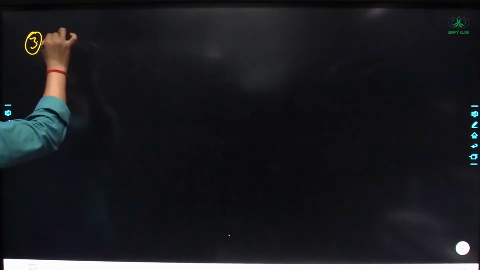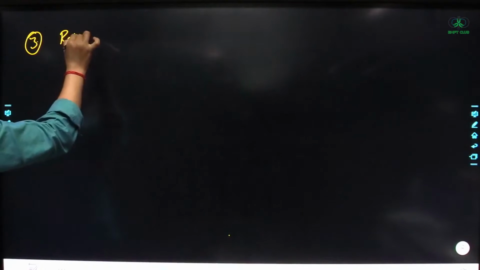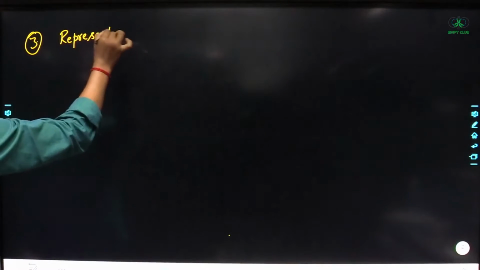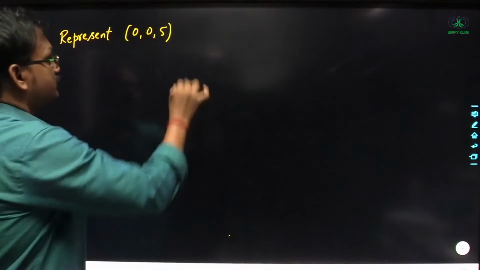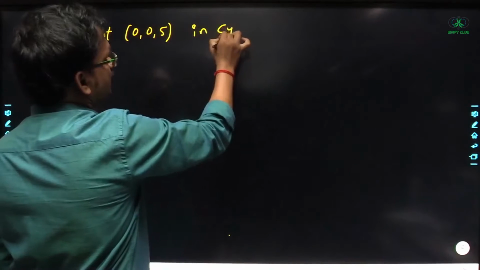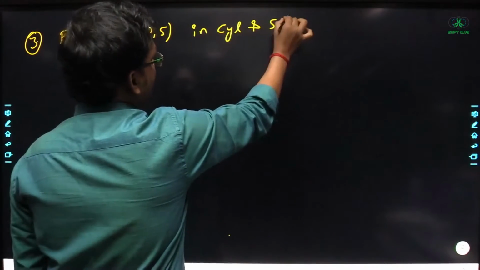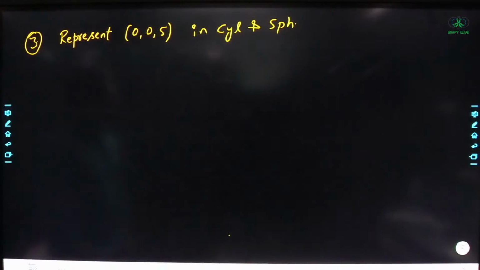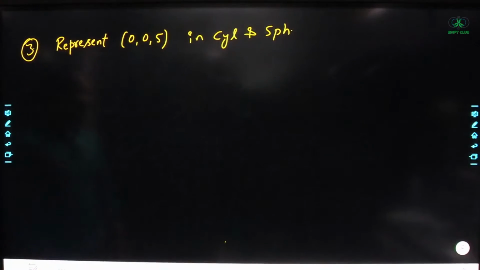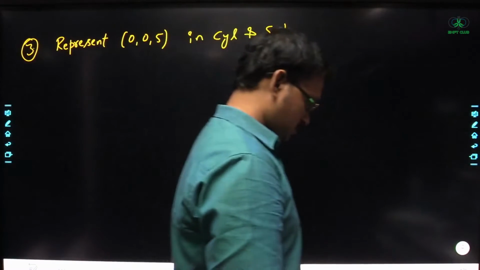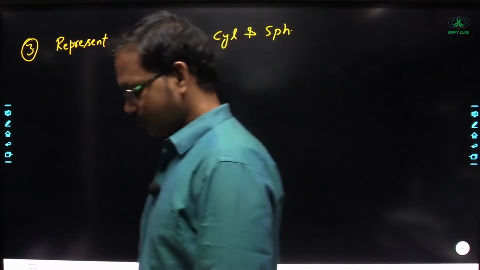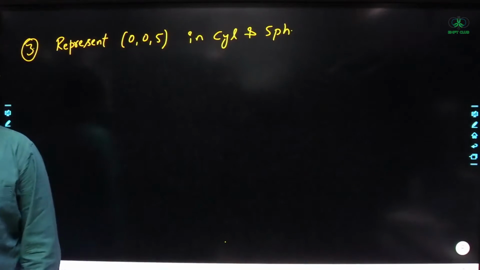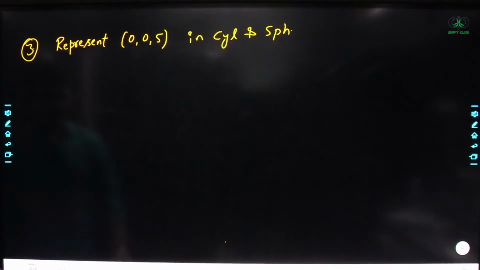Next problem here. Represent 0, 0, 5 in cylindrical and spherical coordinate system. Represent 0, 0, 5 in cylindrical and spherical coordinate system. So pause the video and try to solve this problem here.